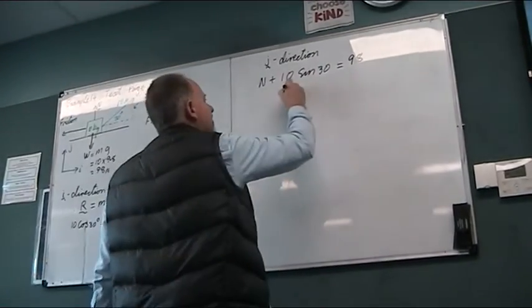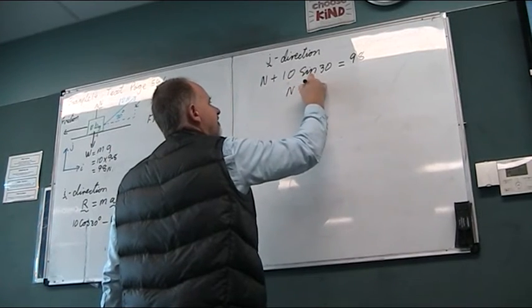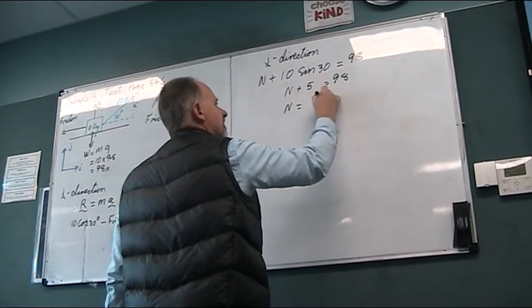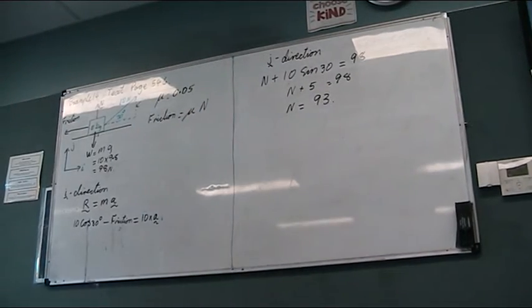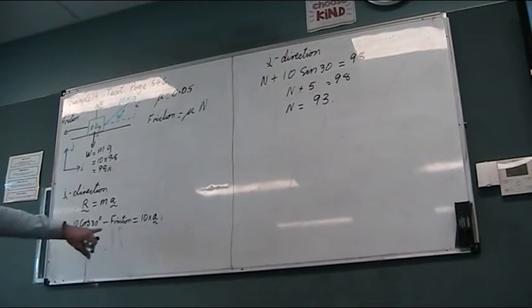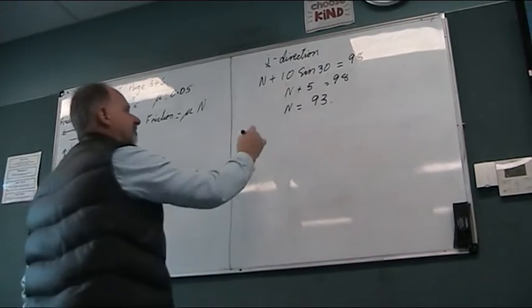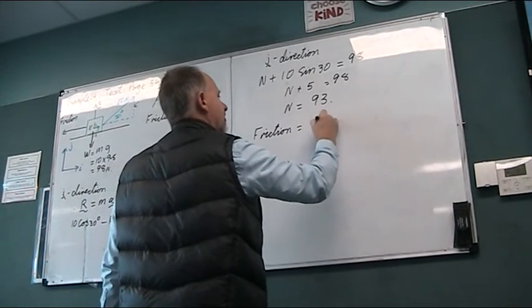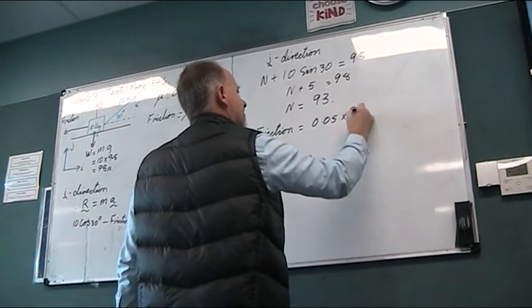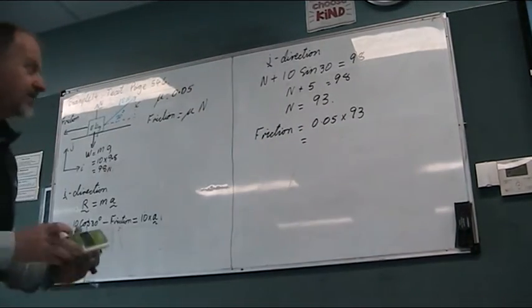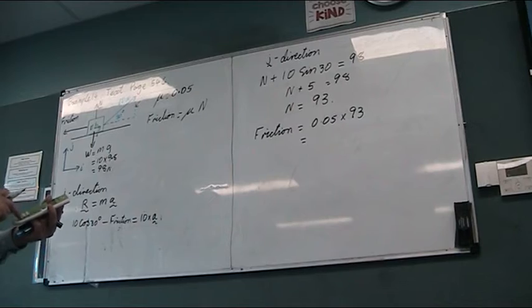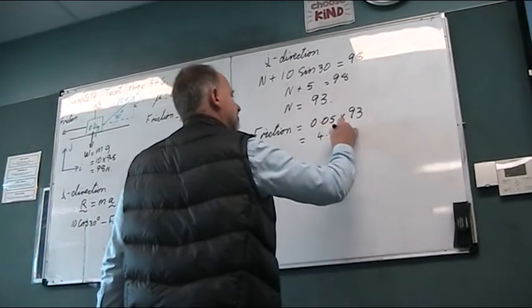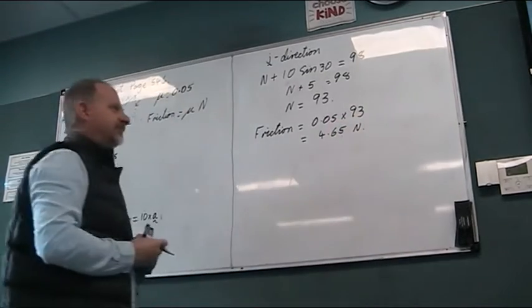Alright, so 10 sine 30 is 5. So our normal reaction force is 93. Alright, so now our friction then is 0.05 times 93, which is 4.65 Newton.